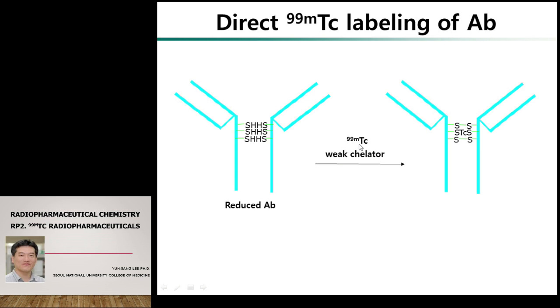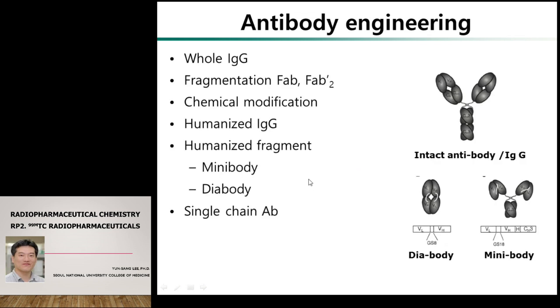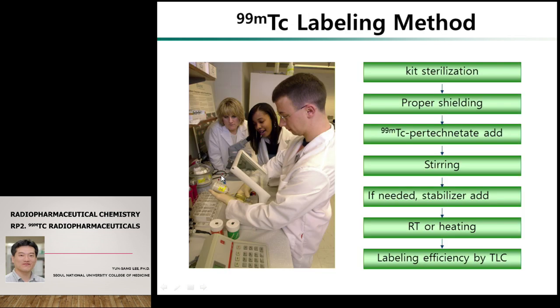This is the reduced antibody. It can make a technetium 99m labeled antibody, and sometimes we could connect a bifunctional chelating agent to the antibody like that. And this is the technetium labeled antibody imaging. So, as you know, technetium labeling is just a preparation, and sometimes we call it compounding. That's very easy.